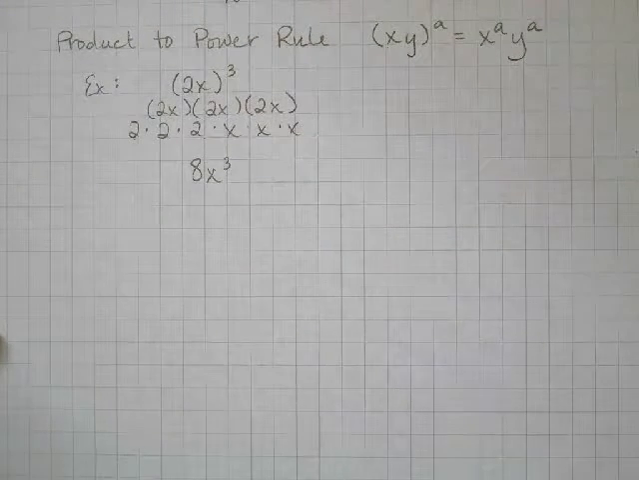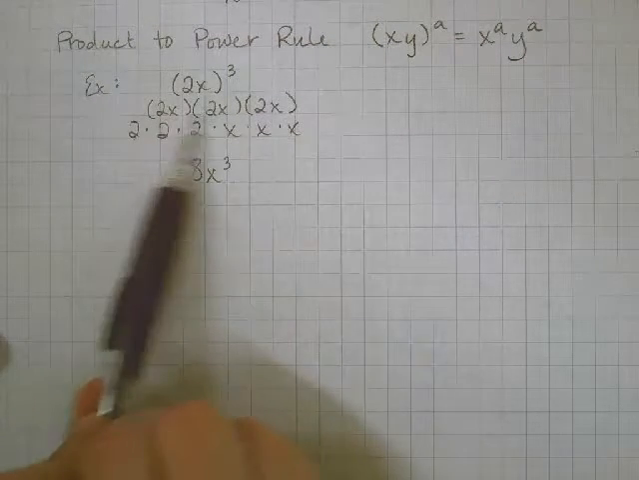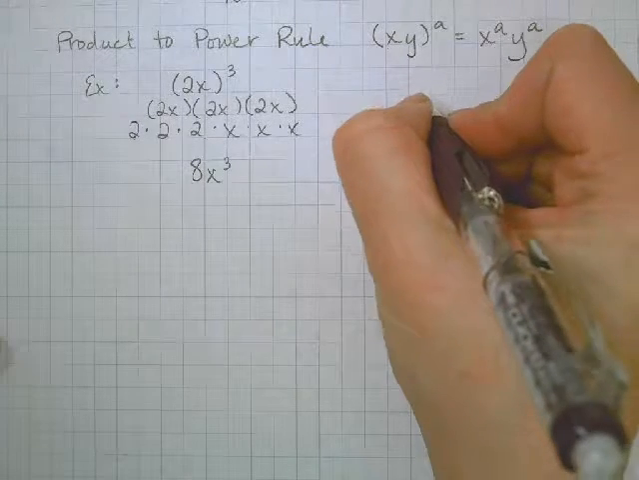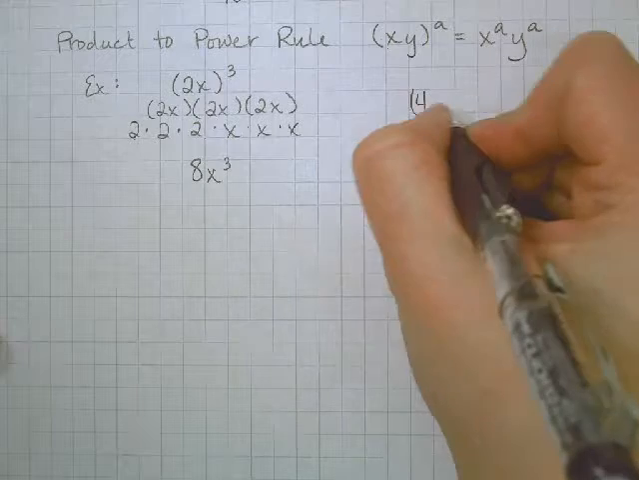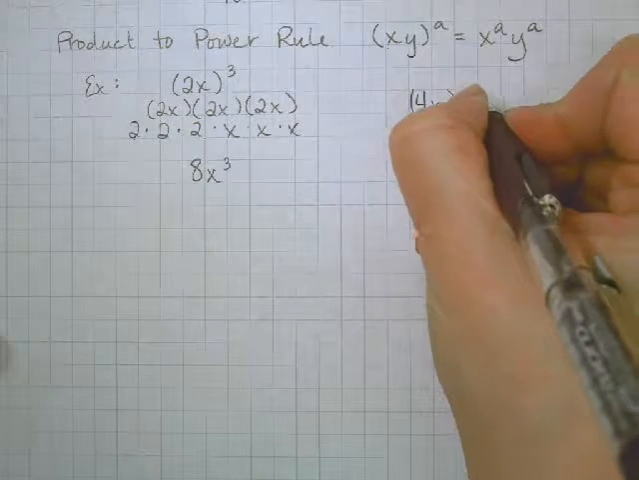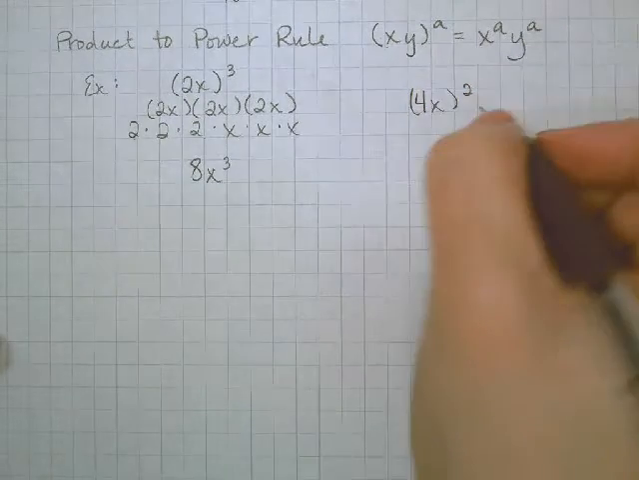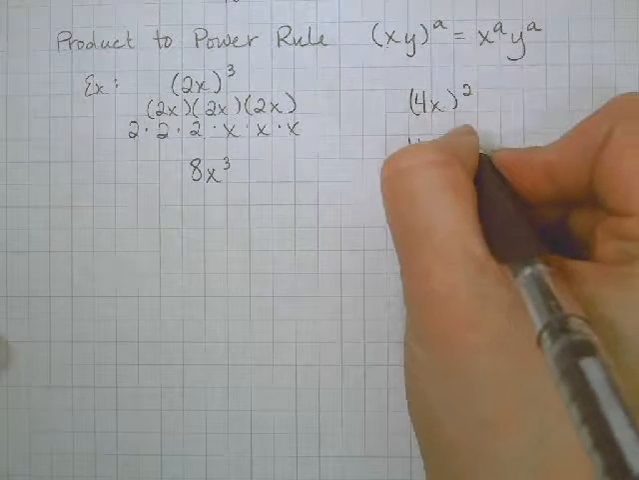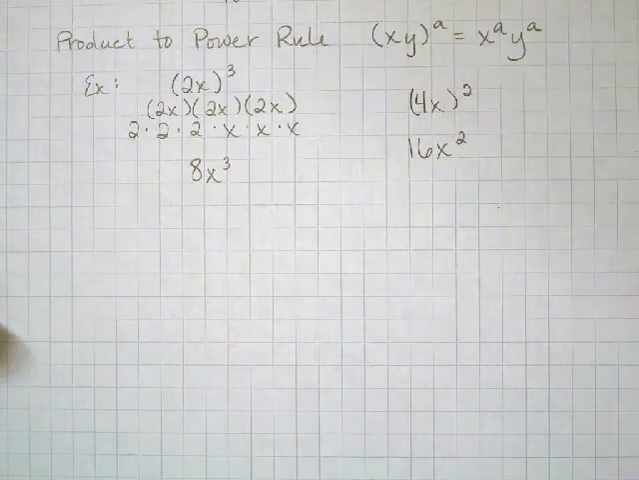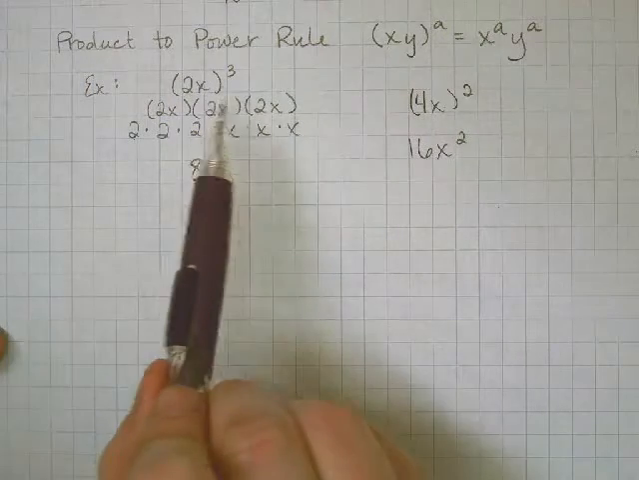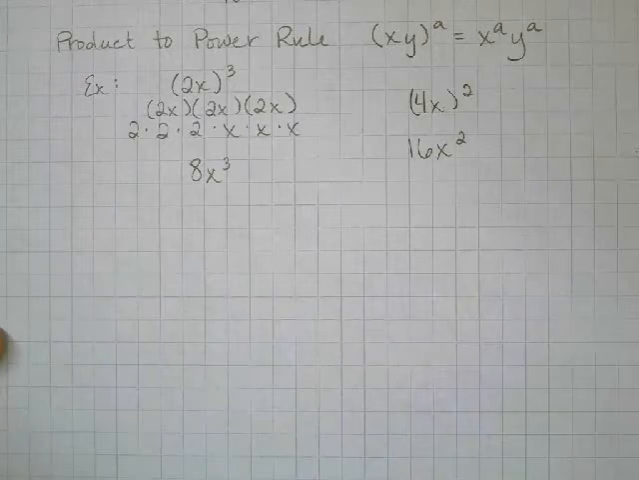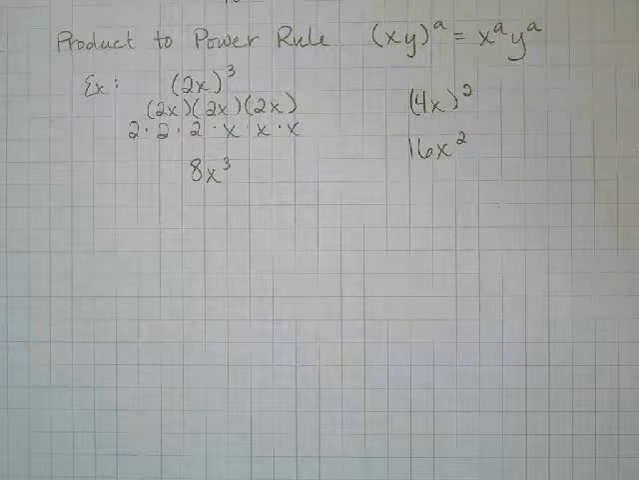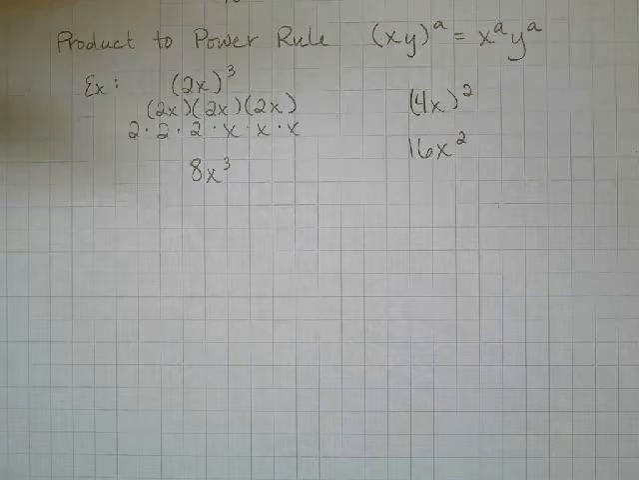Something that you should know, however, I'm showing you why these work, but what I would expect you to show on something like this, say I had 4x to the second in parentheses, then that would be 4 to the second, which is 16, x to the second, which is just x to the second, or x squared. So I'm showing you why these work for the first example, but you want to use the rule for it to save yourself some time.